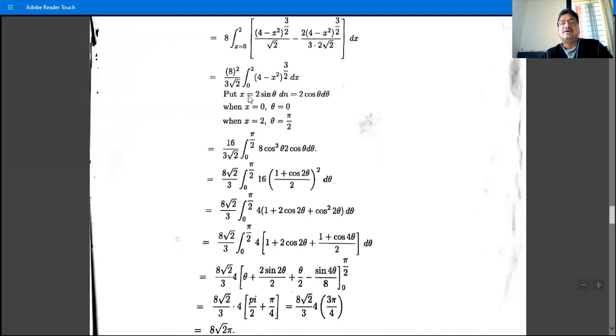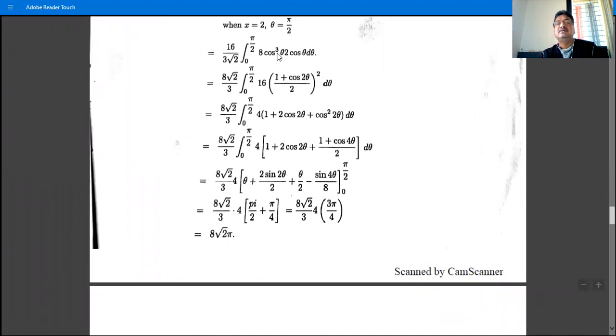This is 4 minus (2 sine theta) square, that is 4 minus 4 sine square theta. Take 4 common, and 1 minus sine square theta is cos square theta. So we have this as 8, because it is in a bracket. If you take 4 as common, 4 raised to 3 by 2: 4 raised to 1 half is 2, and 2 cube is 8. So this is 8 cos cube theta into 2 cos theta d theta, that is 16 cos raised to 4 theta.